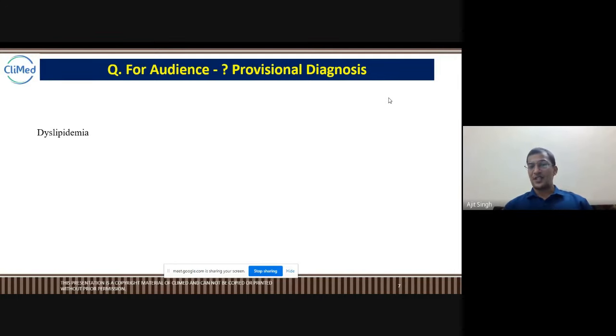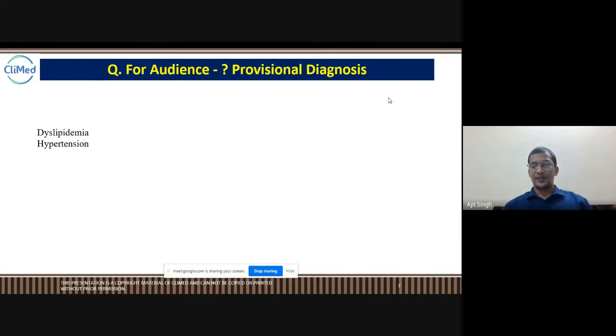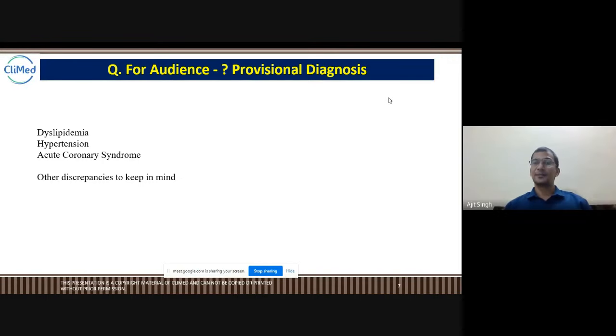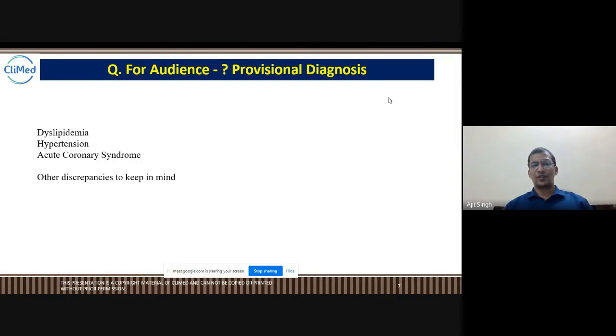Okay, so dyslipidemia, hypertension. Perfect. Then I'll come to acute coronary syndrome. So can you tell me what are the other discrepancies to keep in mind based on the diagnosis and lab reports? What are the other discrepancies in the patient, whatever we have seen till now? Anemia. Anemia, okay. Angina. Angina is covered in acute coronary syndrome.